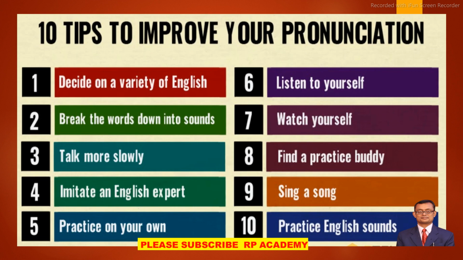Number 8, find a practice buddy. Buddy means friend. Only alone we cannot improve our English pronunciation. We have to have our own friend with whom we can speak. Number 9, sing a song sometimes. It's also very important. I've seen most of my friends, most of my students try to sing English songs, and it helps them to pronounce in a proper way.